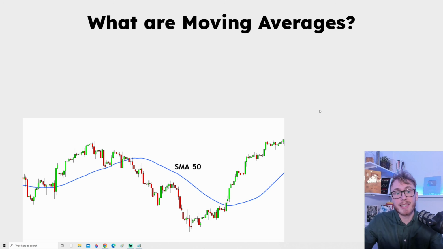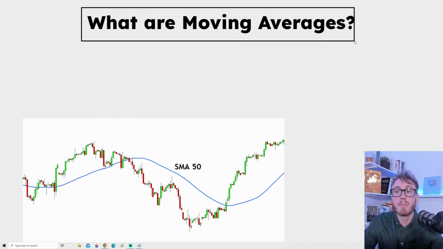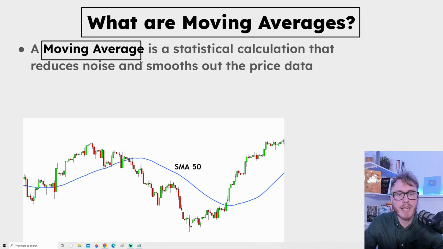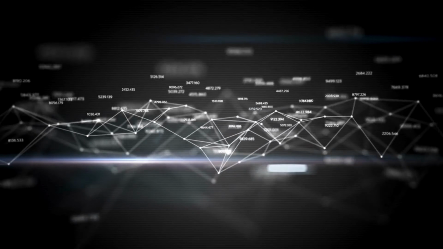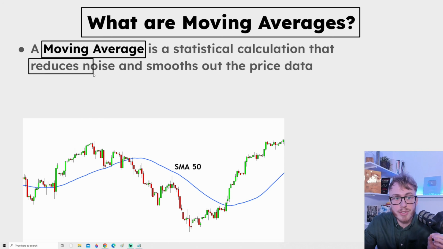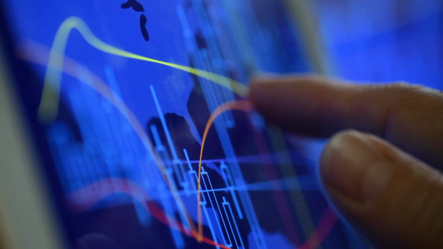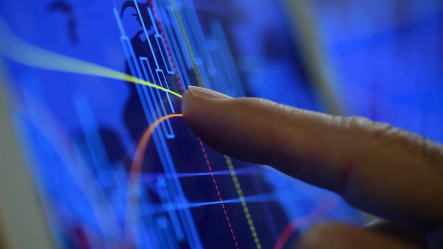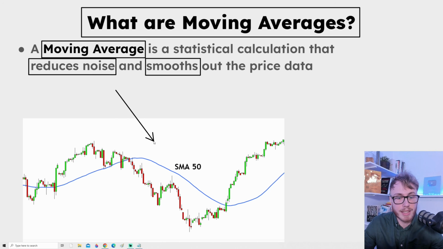Let's begin here by taking a look at what moving averages are. A moving average is a statistical calculation that reduces noise and smooths out the price data. For example, if you take a look at this chart right here, you can see that this blue line on the chart is a moving average. To be more precise, it's an SMA 50. And we will talk more about that very soon.